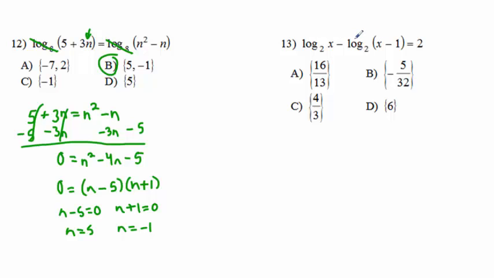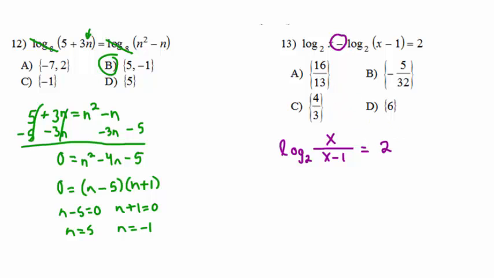13 has 2 logarithms, but they're not on either side of the equal sign. Even if I were to add the logarithm here over to the right, I'd have 2 plus a logarithm, and so that still doesn't give me the situation where I can just cross them out like I did on 12. So instead, we're going to use our condensing rules to say this is the same as log base 2 of x over x minus 1, because the minus sign changes to division.